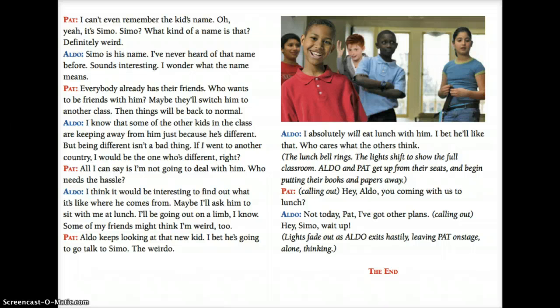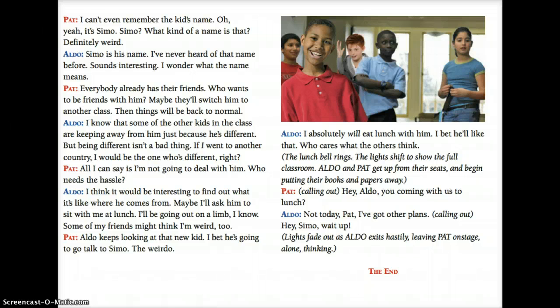Aldo: I think it would be interesting to find out what it's like where he comes from. Maybe I'll ask him to sit with me at lunch. I'll be going out on a limb, I know. Some of my friends might think I'm weird too. Pat: Aldo keeps looking at that new kid. I bet he's going to talk to Simo. Weirdo. Aldo: I absolutely will eat lunch with him. I bet he'll like that. Who cares what the others think?